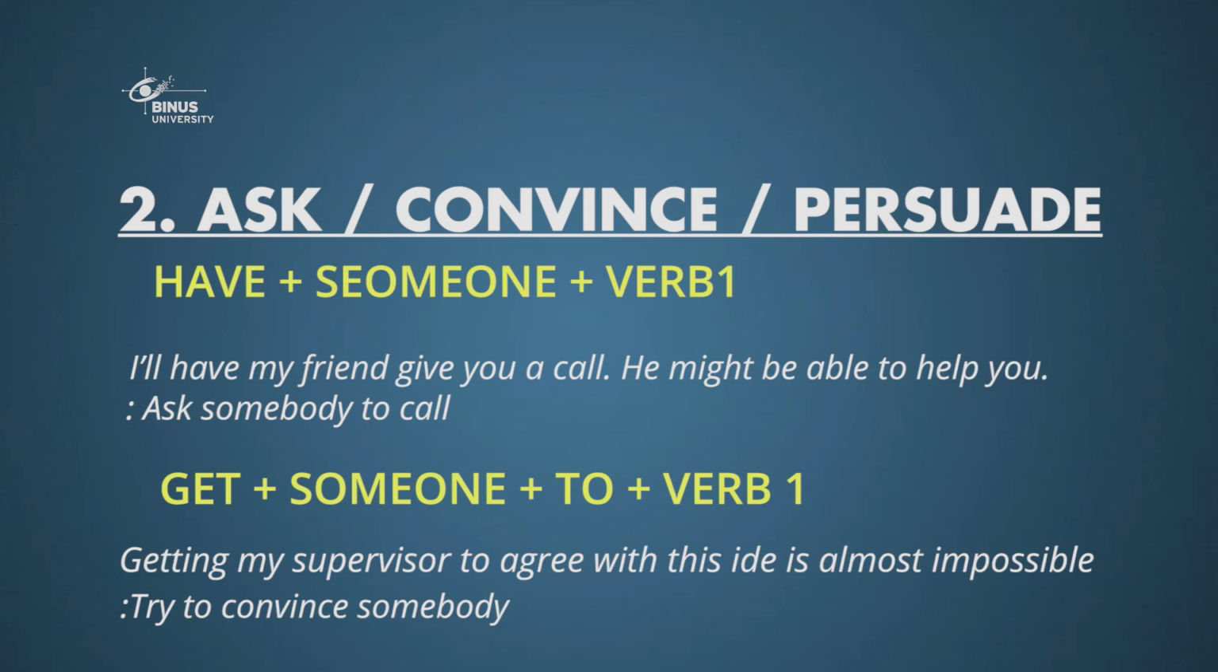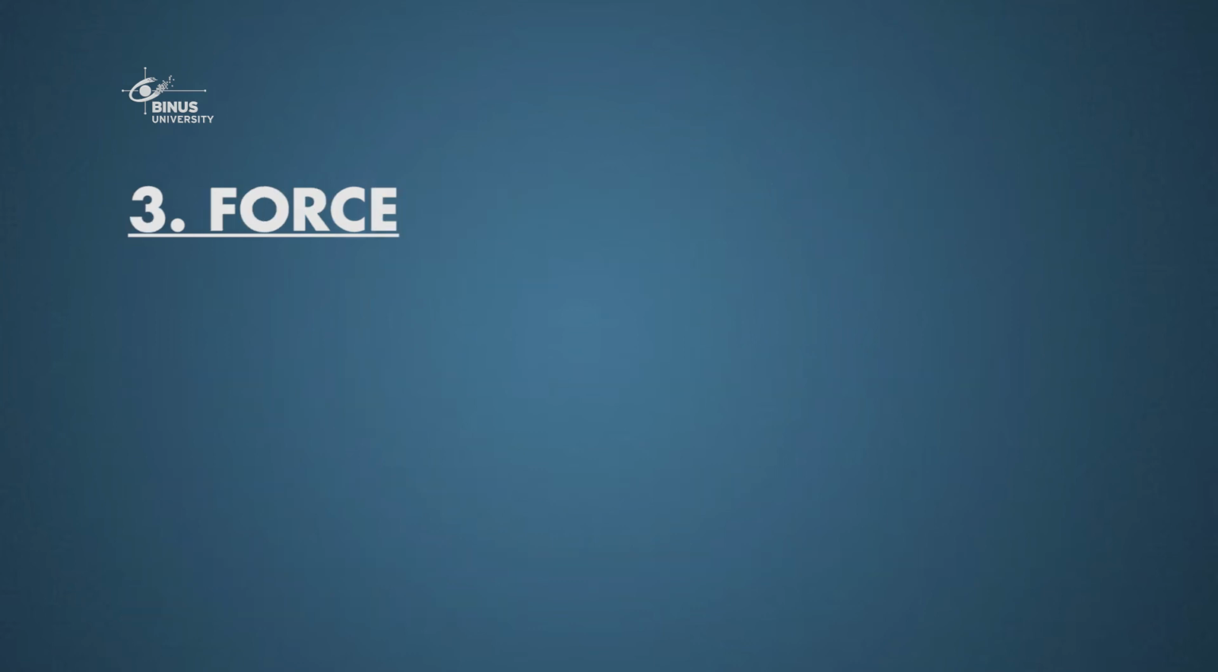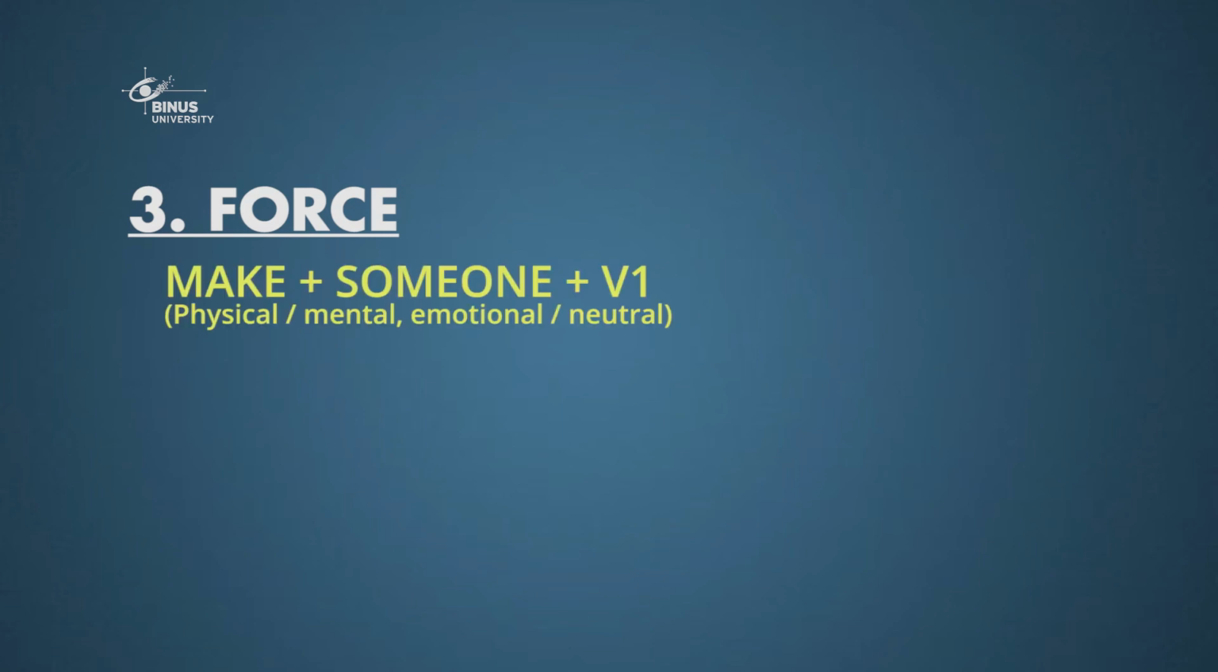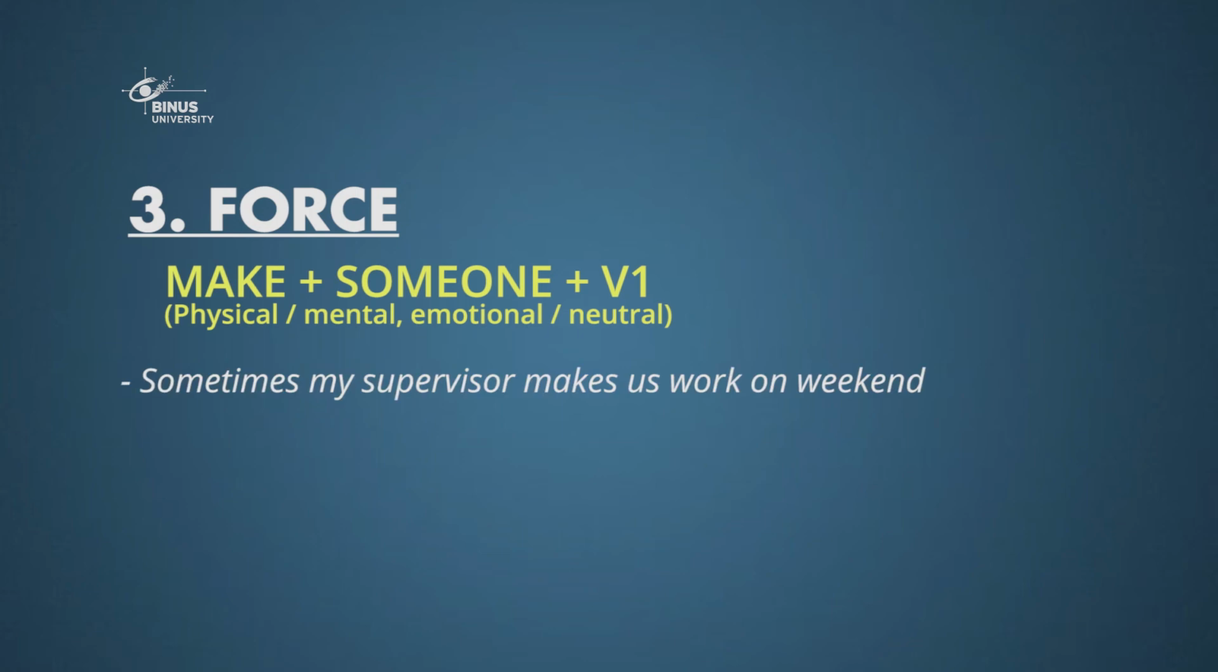The third is for forcing somebody. How to force somebody using causative verbs? We use make, someone, and verb 1. Just like the example, sometimes my supervisor makes us work on weekends. So make us means it is making somebody work on the weekend. My teacher makes me cut my hair. So this is the force from the teacher that you should cut your hair.